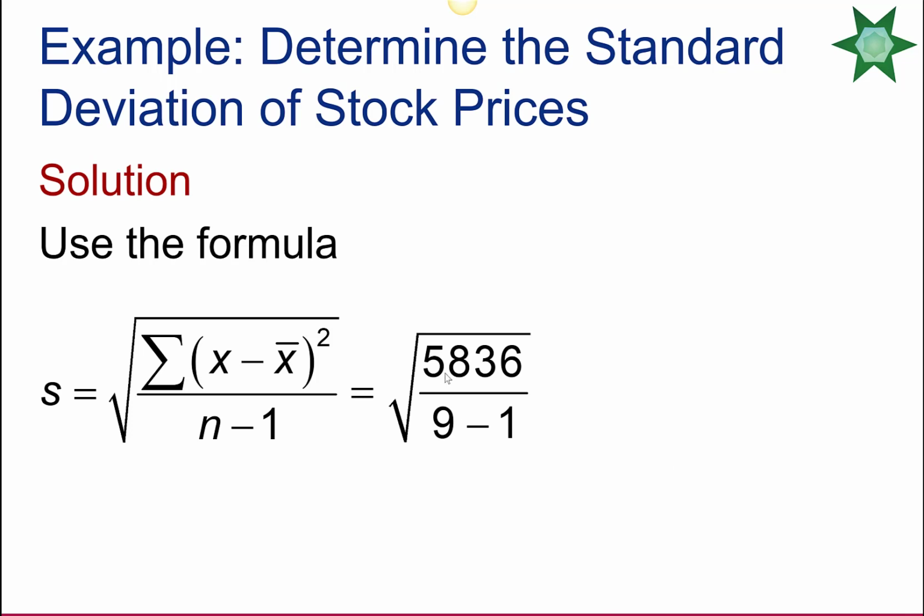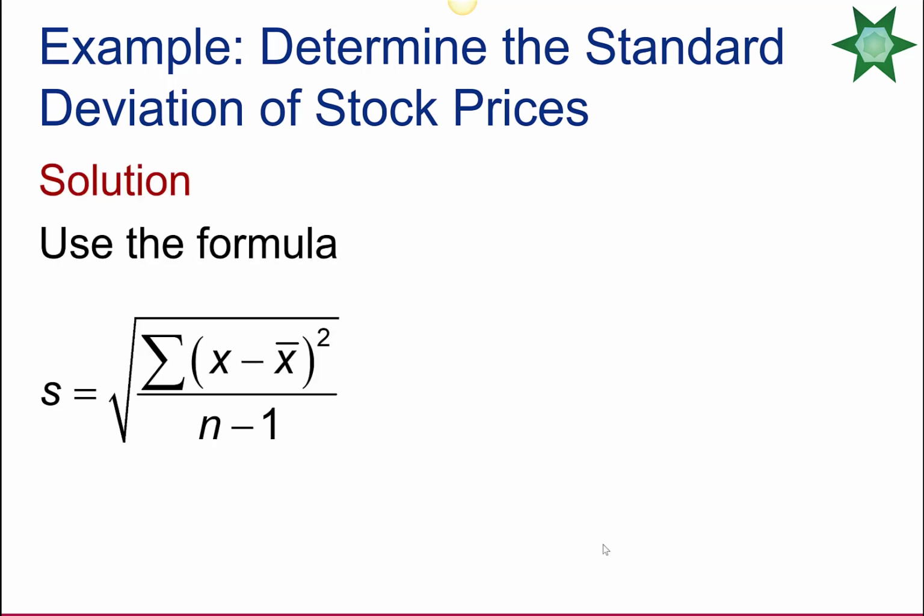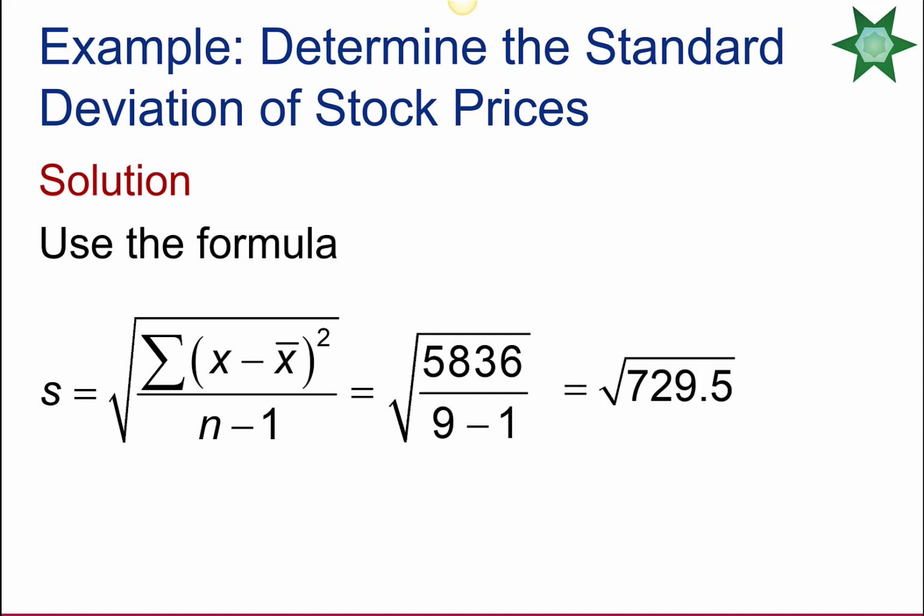So if you add up that last column on the prior page, you get 5836. I think I actually showed that to you there. Yes, 5836. I'm going to divide by n minus 1, which is 9 minus 1, or 8. And then take the square root, and we get a standard deviation of a little bit more than $27.